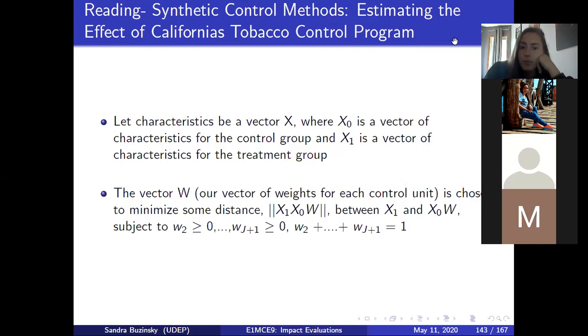So the vector W, the vector of our weights, is chosen to minimize the distance between X1 minus X0W. Okay, so the characteristic for the treatment group minus the characteristic for the control group given some weight, right? So we're trying to choose our weight by minimizing the distance between X1 and X0 times W, subject to the weights being greater or equal to 0, and all the weights combined having to equal 1. Are there any questions on this notation?